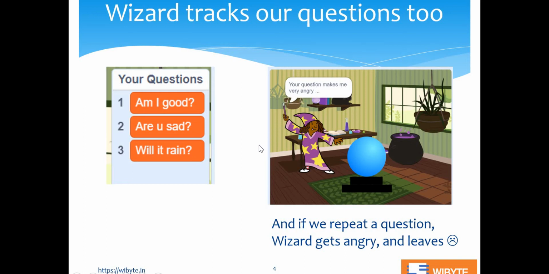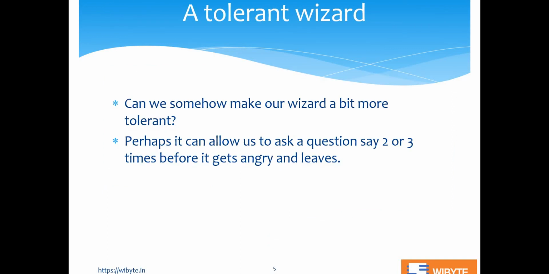And in the game that we built in the class, we find that if we repeat a question, right? So for example, if I say, am I good? Say I ask twice, then the wizard gets angry and it just leaves. So that's just a game that we have built. But the question that comes up is, can I make my wizard a little bit more tolerant, right? What that means is that perhaps it can allow us to ask a question, maybe say twice or thrice before it gets angry and leaves, right?